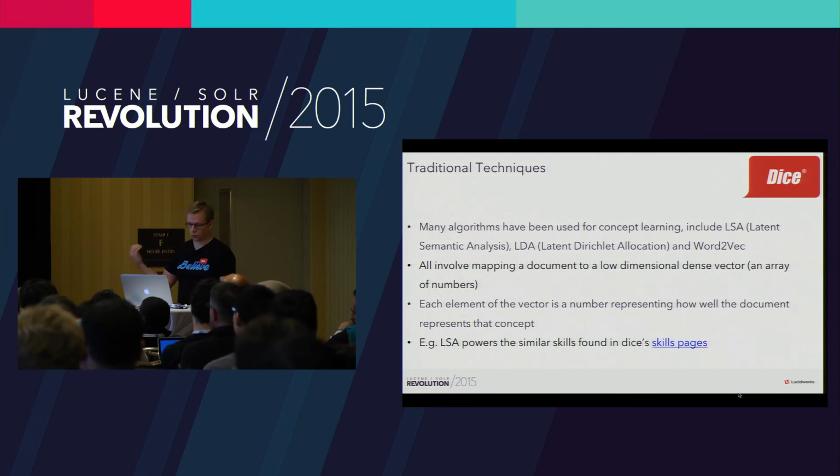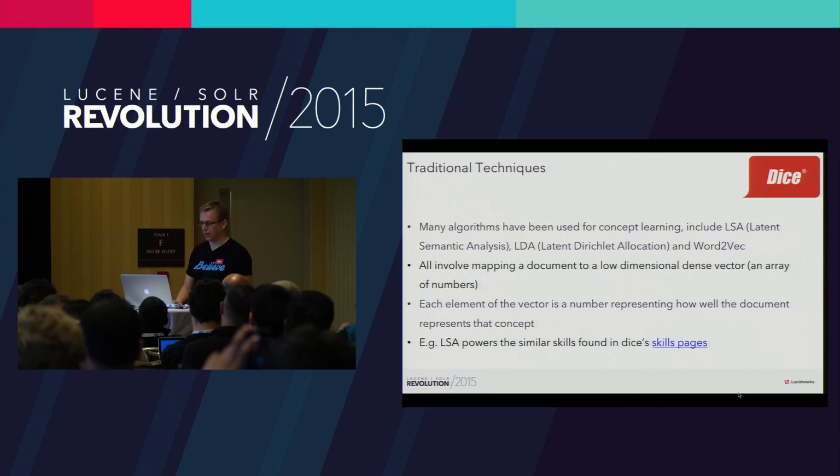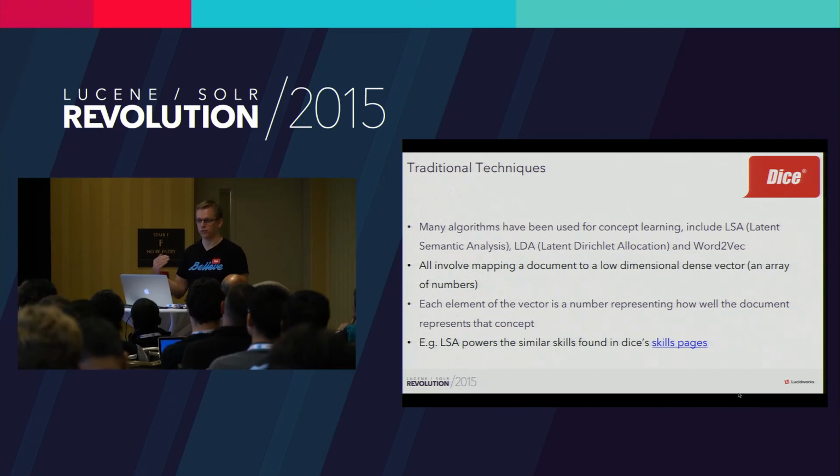All these algorithms work by mapping a document to a low-dimensional vector, that is, a list of numbers. Each number in that list represents how well that document represents a concept.